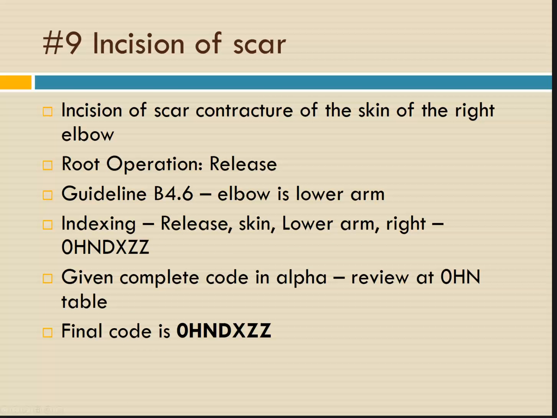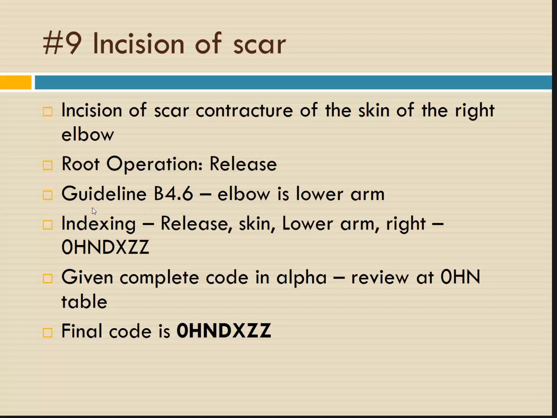Number 9 is incision of scar contracture of the skin at the right elbow. So this patient has a scar on the skin of their elbow and it's causing them to have issues with their mobility, most likely moving their elbow or moving their arm up and down. We're going to incise it. Surgeon's going to incise it. That is going to then equate, because of what's going on physically with this patient, to the root operation of release.